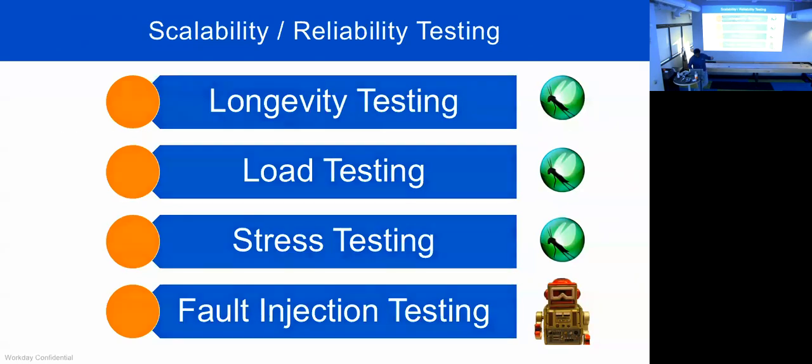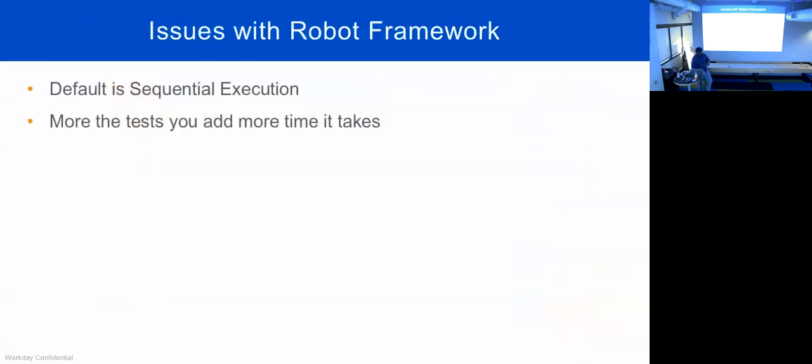Okay, I talked about Robot and Locust. What's the main issue with Robot Framework? One of the main issues which we had several years ago is sequential execution. The more tests we add, the more time it takes. So our tests went from 3 hours, 4 hours, to 24 hours, one day. So we decided it's not going to scale. So what do we do about that?